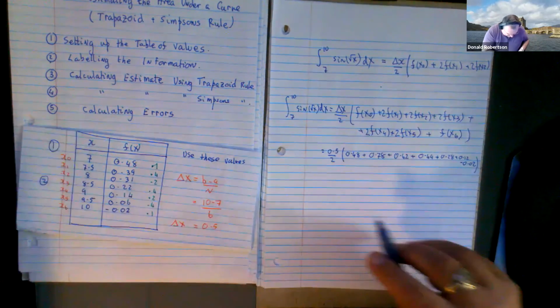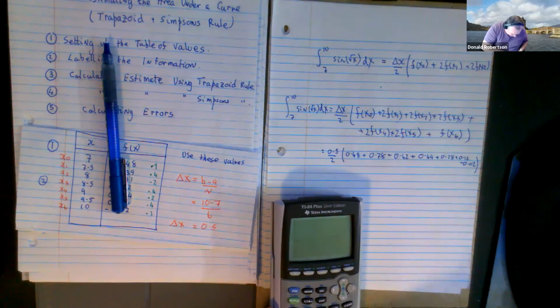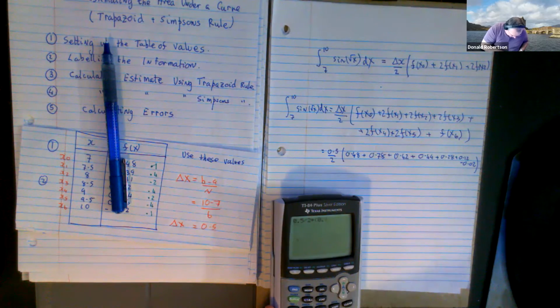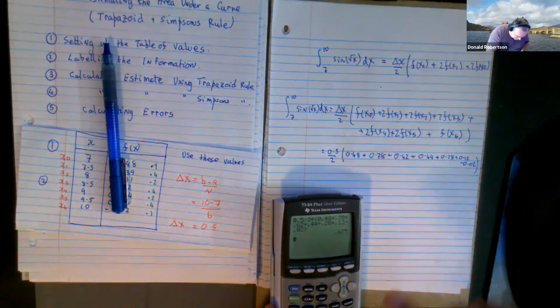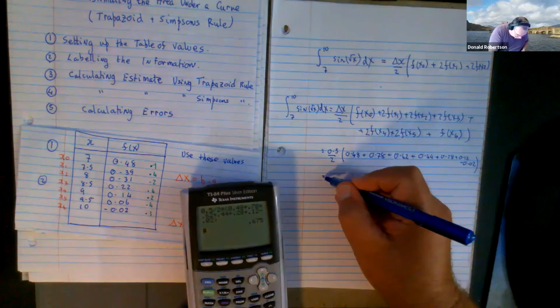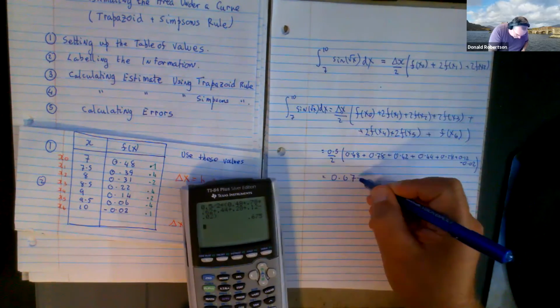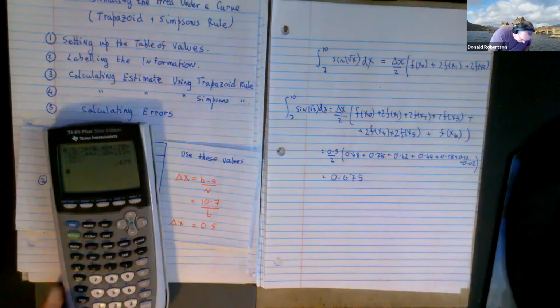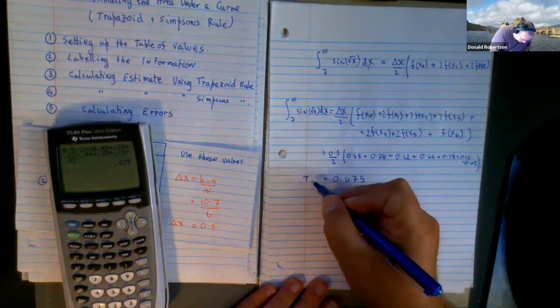So on our calculator, 0.5 divided by 2 times, put a bracket around everybody, 0.48 and a 0.78 and a 0.62 and a 0.44 and a 0.28 and a 0.12, and then subtract 0.02, and the answer we get is 0.675, and that is called trapezoid 6.